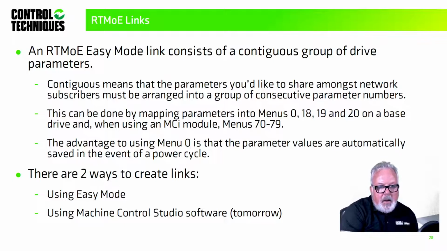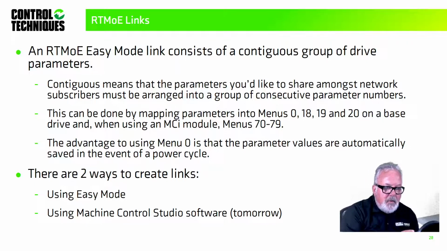So an RTMoE easy mode link consists of a contiguous group of drive parameters. What I mean by contiguous is the parameters that you'd like to share amongst the network subscribers have to be arranged into a group of consecutive parameter numbers. So what I can't do is send, I don't know, the feedback position, which is menu 302, the drive enable status, which is menu 629.